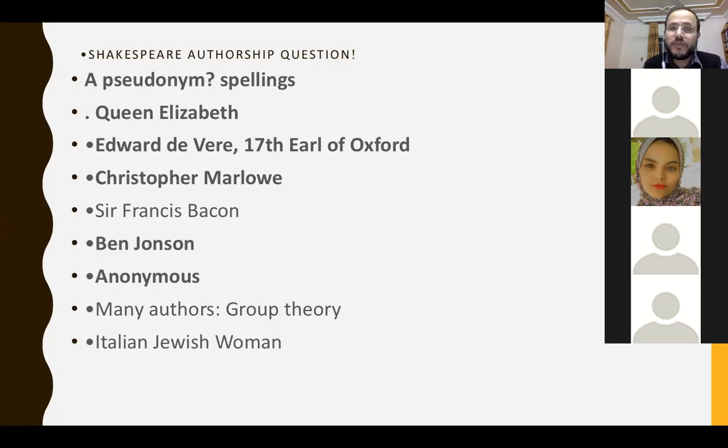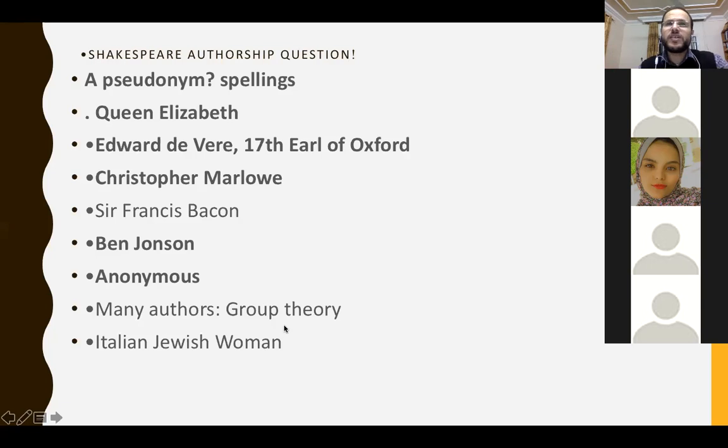So possible. Some people said no, this is a man from Oxford called the Earl of Oxford. His name is Edward de Vere. And people said no, it was Christopher Marlowe, Dr. Faustus and the Jew of Malta. Some people said no, not Marlowe, it's Sir Francis Bacon. People say it's Ben Jonson.